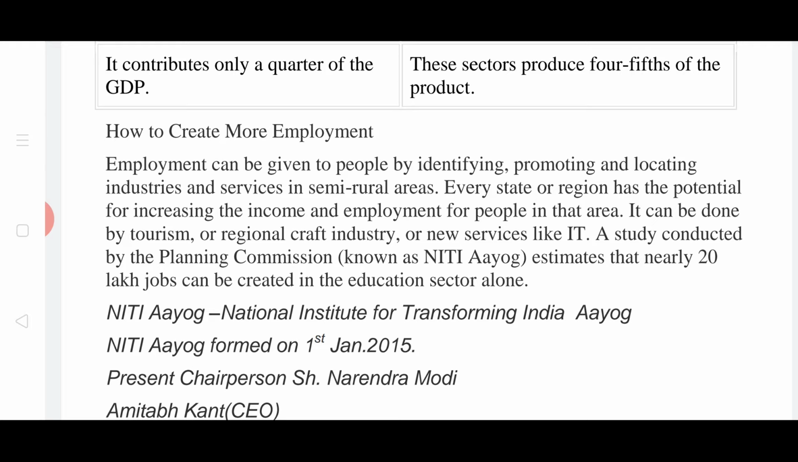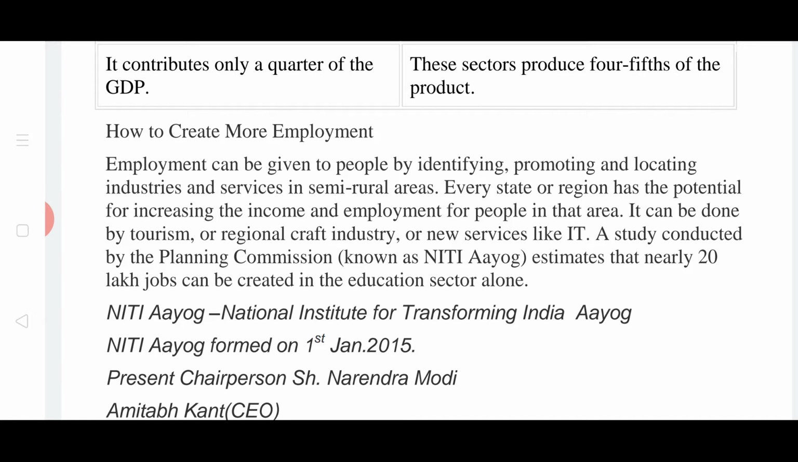Employment can be given to people by identifying, promoting, and locating industries and services in semi-rural areas. What's happening, basically, if we see, most of the students, everywhere you will find, either you belong to a village or urban area, but most of the industries are in the city areas, nearby city areas. Take the example of Gurgaon: mostly industries and offices are there, either in Gurgaon or nearby. But there are few industries, or maybe no industries, in the villages.